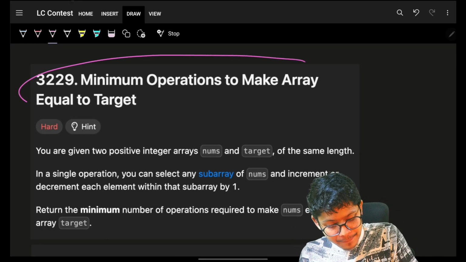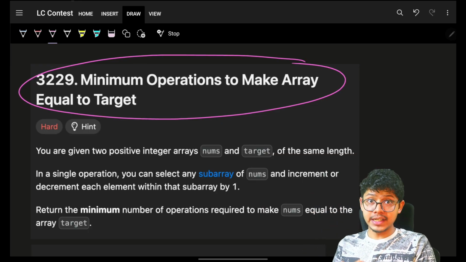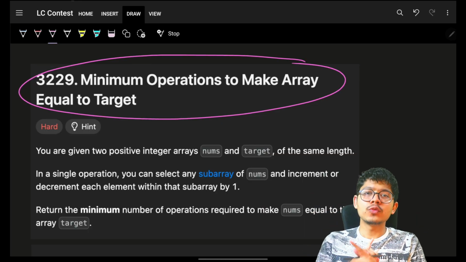In this, we're going to see the problem minimum operations to make array equal to target. Now, this is the fourth question. 3 and 2 will also be coming soon.